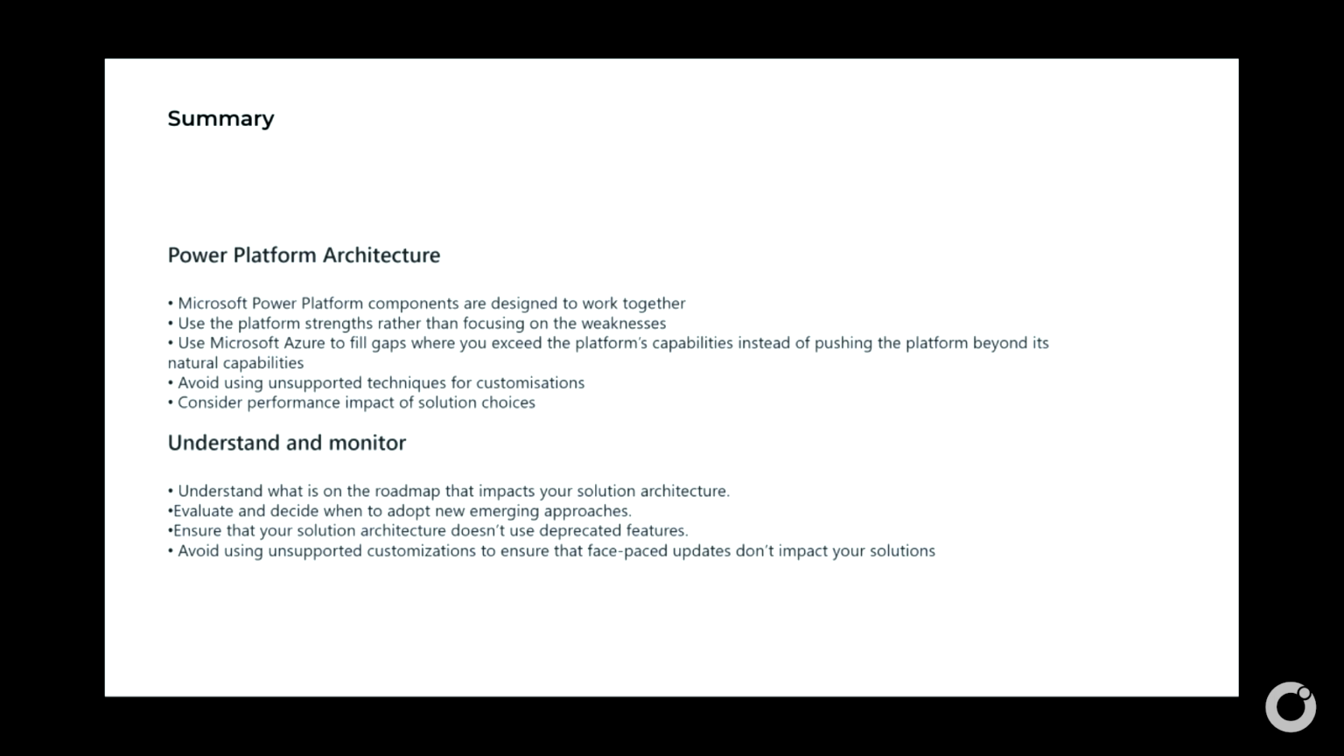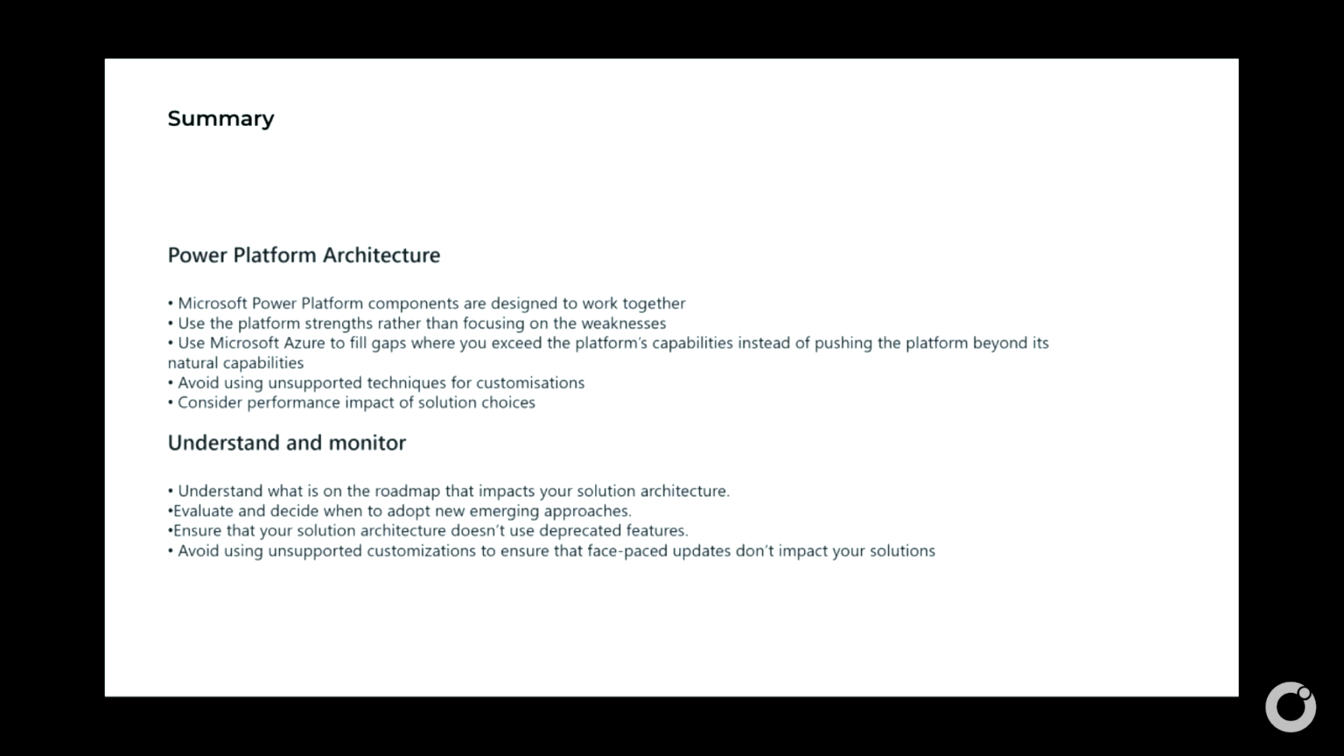And then understand and monitor. So understand what is on the product roadmap. It's always kept up to date. You'll see what's planned, what's in development, what's being released and when. And then it's up to you to come up with a strategy to decide when you're going to use these new features or new approaches. Try to ensure that you're not using deprecated features. You don't want to be using something that's ripped out of the product and then find there's a big hole that you now need to try and fill.